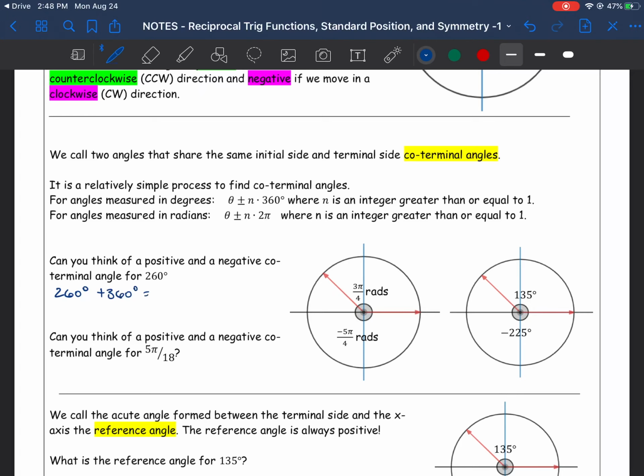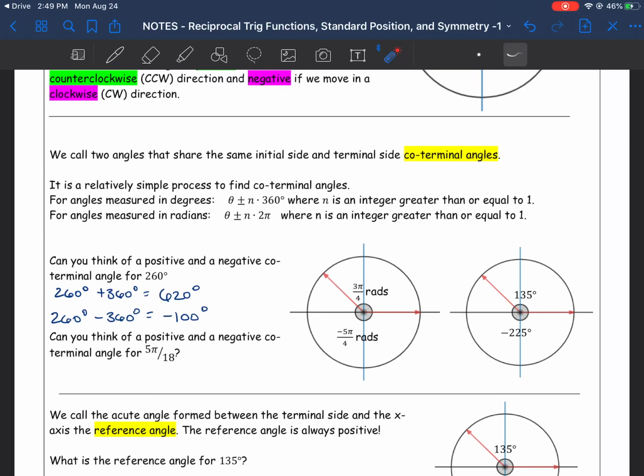So 260 degrees plus 360 degrees would give us 620 degrees. So 620 degrees would be a positive coterminal angle for 260 degrees. If I wanted to find a negative coterminal angle, I could subtract 360 degrees, and that would give me negative 100 degrees. So negative 100 degrees would be a negative coterminal angle for 260 degrees.